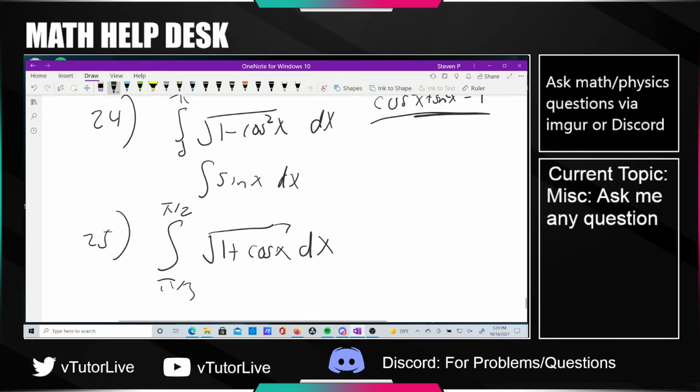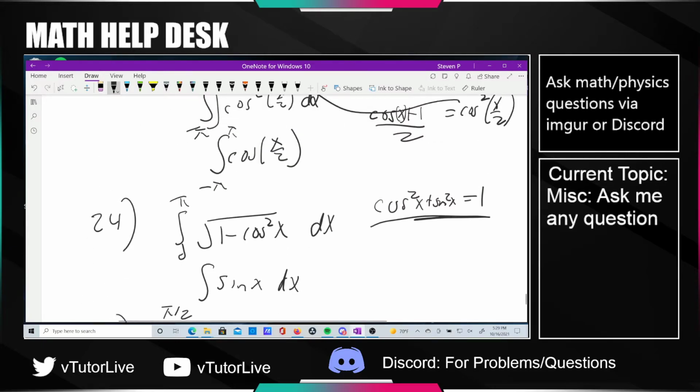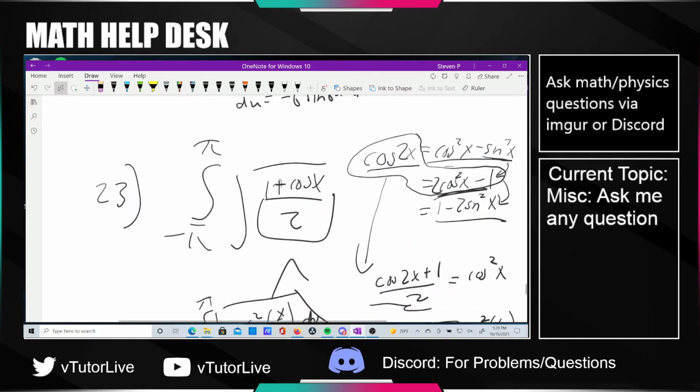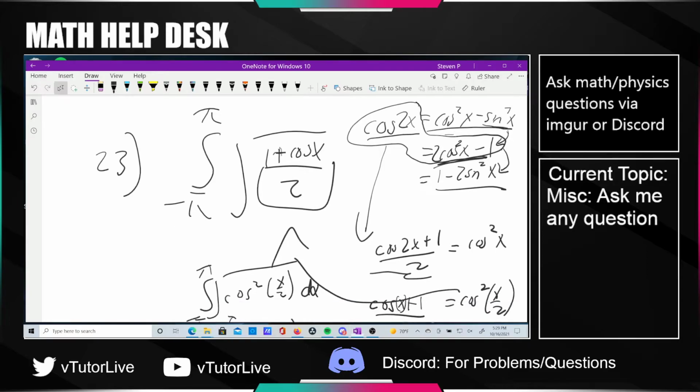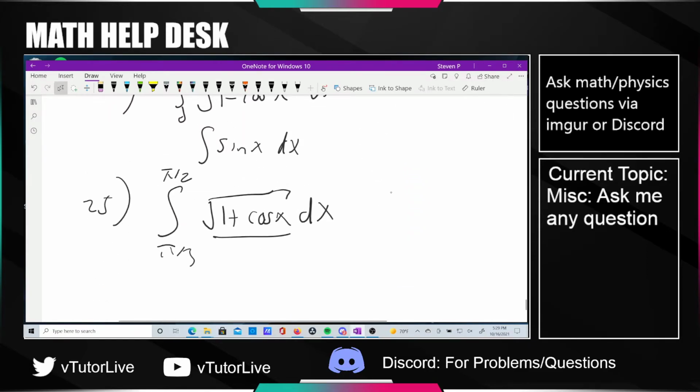Anyways, this problem is almost identical. Earlier we did rad of 1 plus cosine x over 2. Now it's just rad of 1 plus cosine x. So I'm going to write out the identity again, right? Cosine of 2x is equal to, what is it, 2 cosine squared of x minus 1? Right, so this turns into 1 plus cosine of 2x is equal to 2 cosine squared of x. So this time we just don't divide through by 2.